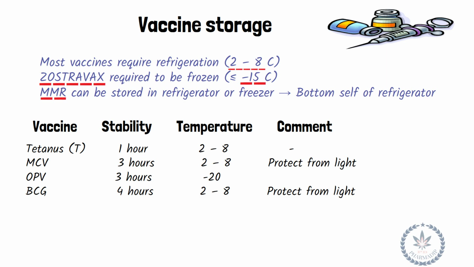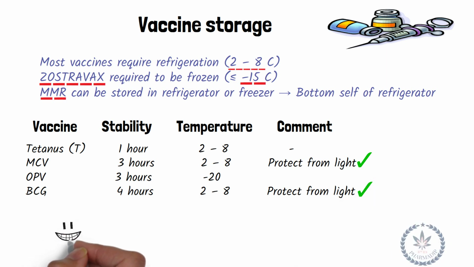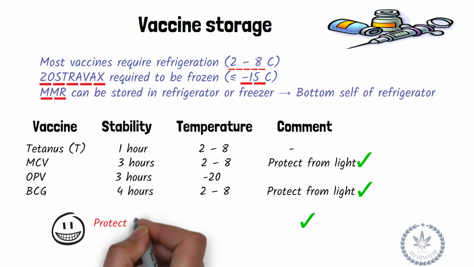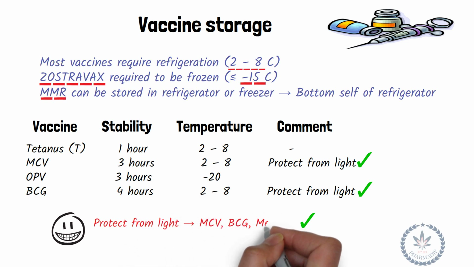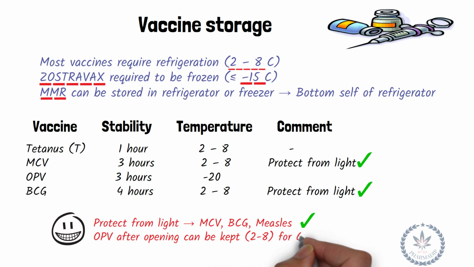MCV stability is 3 hours, stored at a temperature of 2 to 8 degrees Celsius, and most important, it should be protected from light. OPV stability is 3 hours, stored at -20 degrees Celsius. BCG stability is 4 hours, stored at 2 to 8 degrees Celsius, and should be protected from light. Highlights: protect from light are MCV, BCG, measles vaccines. OPV after opening can be kept at 2 to 8 degrees Celsius for 6 months.